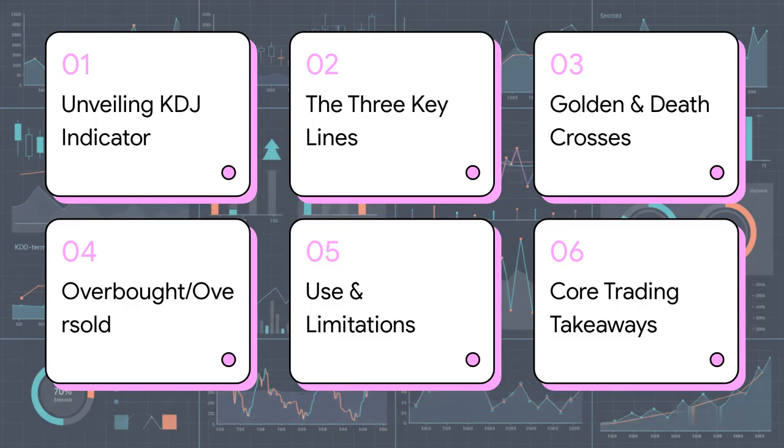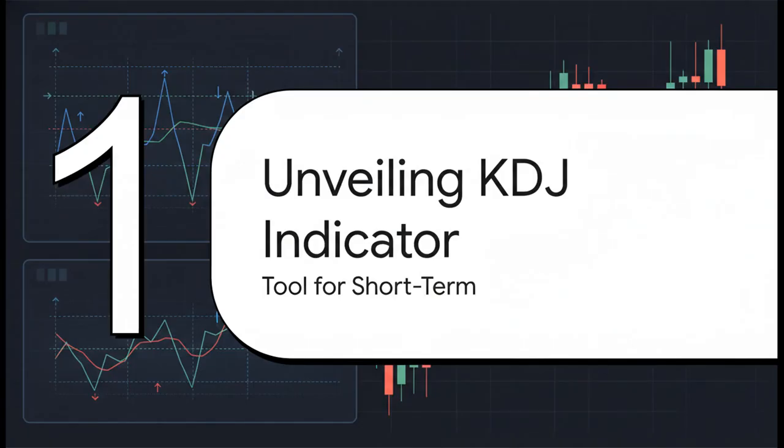Okay, so here's our game plan. First, we'll pull back the curtain on what the KDJ Indicator actually is. Then, we'll break down its 3 key lines. After that, we're diving into the most important signals, the golden and death crosses, and how to spot those critical overbought and oversold zones. We'll wrap things up by looking at its limitations and giving you the core takeaways. Let's do it.